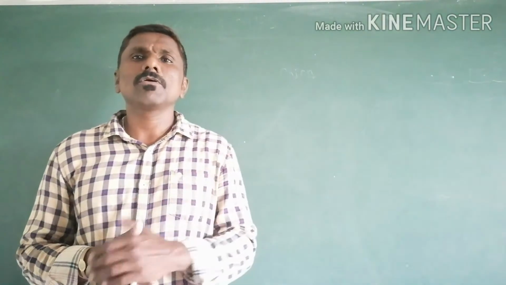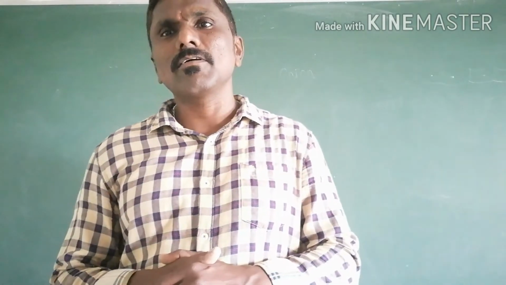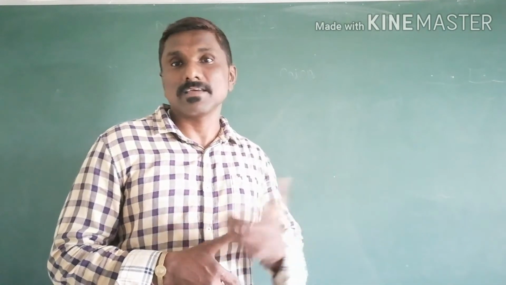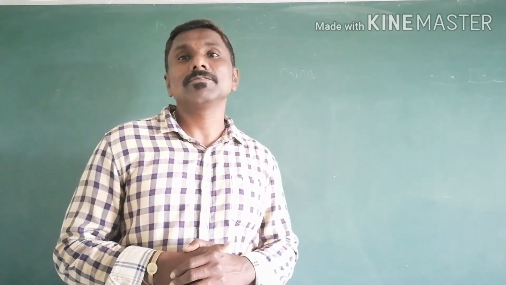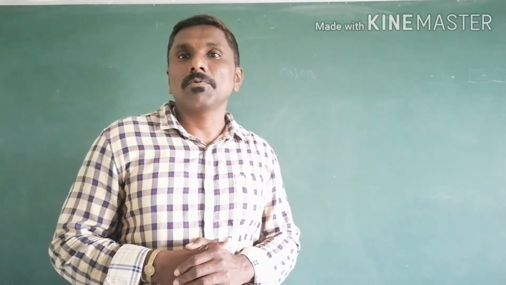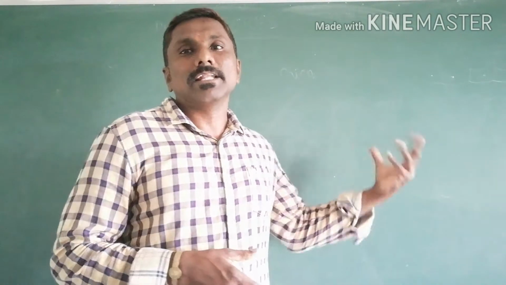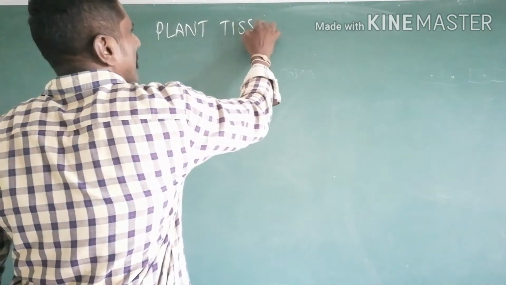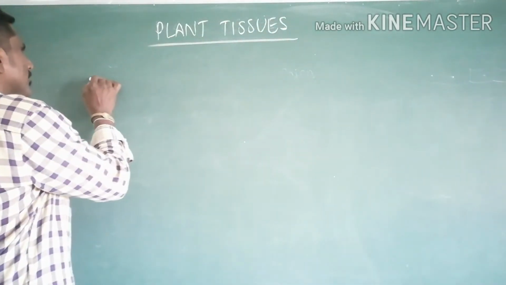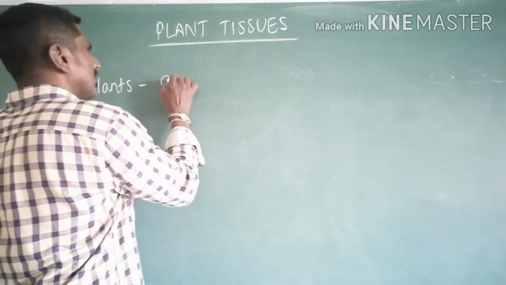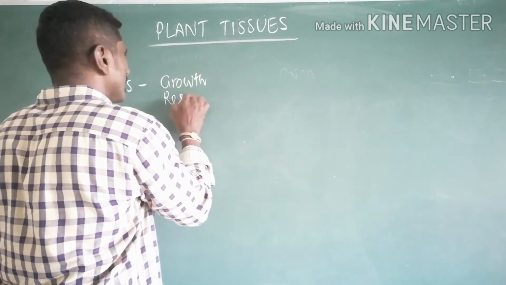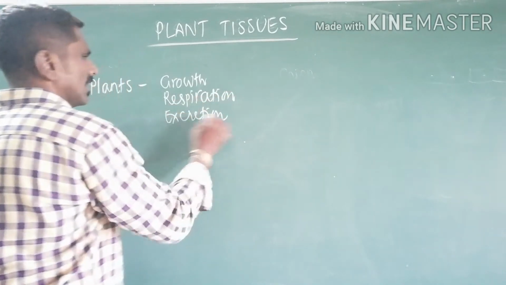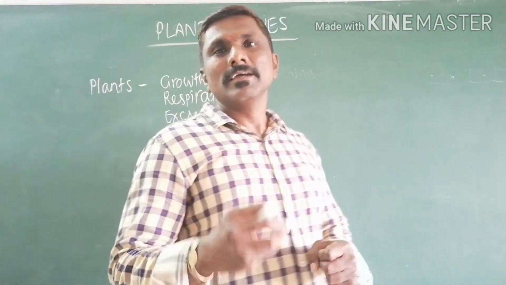When you observe living organisms from the unicellular level to the multicellular level, in unicellular organisms each and every function is performed by a single cell, whereas in multicellular organisms definite cells are designed to perform various functions. For example, in plants, functions like growth, respiration, excretion, etc. are performed by different cells.